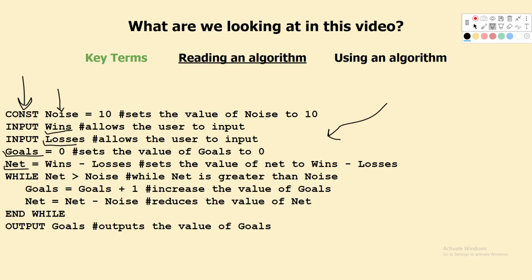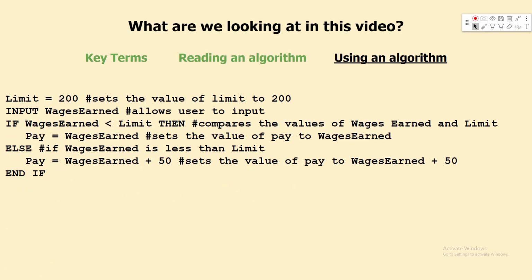So the different variables we've got here, we've got noise, we've got wins, we've got losses, we've got goals, we've got net. And then we can see, going down here, while net is greater than noise, it's going to execute this code here. And then at the end of the end while, it's going to go back round, and then it's going to check the value again. And then at the end, it's going to output that goals variable. So when we're looking at this algorithm, yes, we've got more variables here, but we can see what the variables are doing.